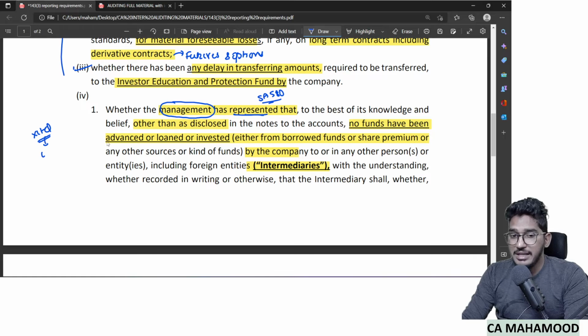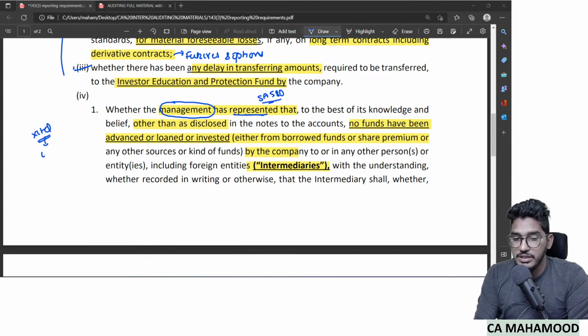No funds have been advanced, loaned, or invested by the company. I will come to the content in the brackets later. So what kind of transaction should not have been engaged into? No funds, no amount has been advanced, given as advance, or given as loan, or invested by the company. By the company in the sense your client company.